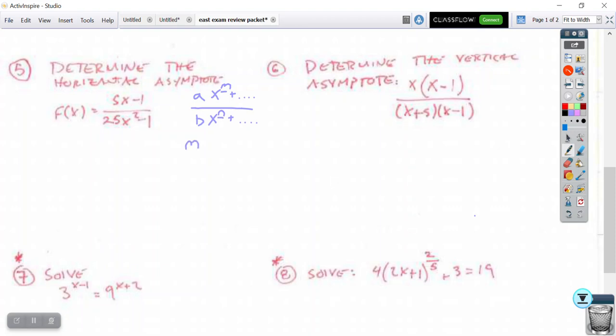So there are 3 situations. m could be less than n, m could be greater than n, and m could equal n. And we have to remember what the rules are governing these asymptotes relative to the degree of the numerator and the denominator. All right, so if m is less than n, that means your horizontal asymptote is going to be y equals 0. And that will always be the case.